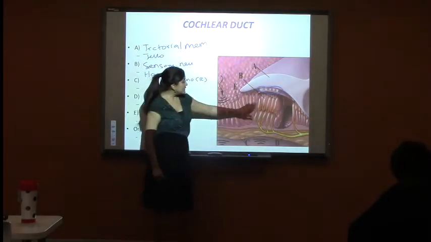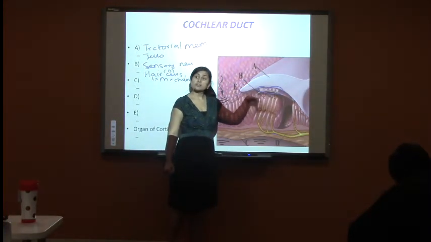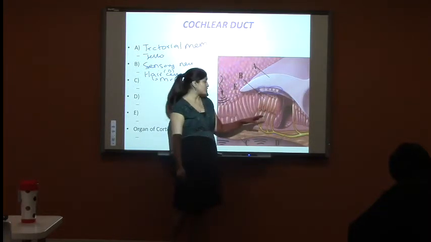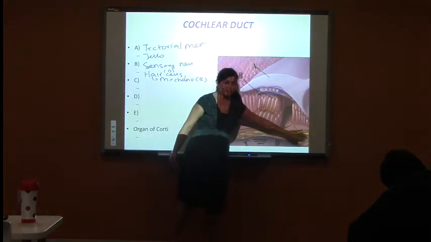So, these are sensory neurons. The dendrites are the hair cells. The hair cells are receptors. These are mechanoreceptors because they detect changes in pressure. And basically the cell bodies give off axons. Okay?